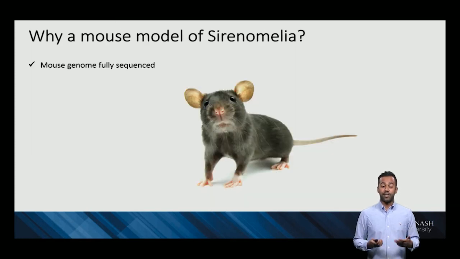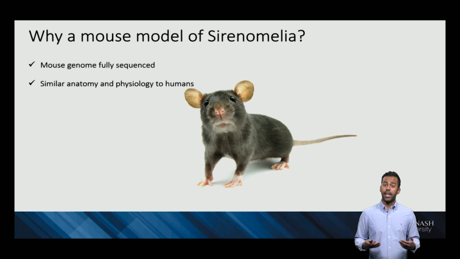Well, the genome of a mouse is fully sequenced. It has a similar anatomy and physiology to that of a human. It's not the same, it might not look it, but it is very, very similar. And it's similar enough for us to be able to use it for a limb development model. Their bones develop in the same way that ours do. They develop through intramembranous and endochondral ossification. They have lower limbs or hind limbs, so it's something we can use.